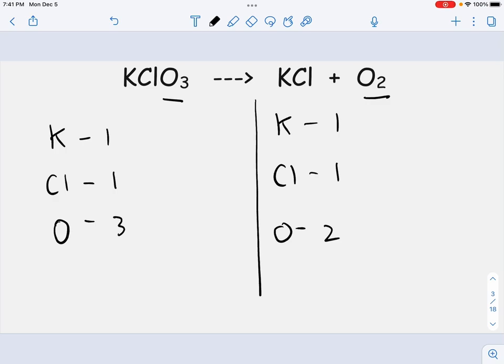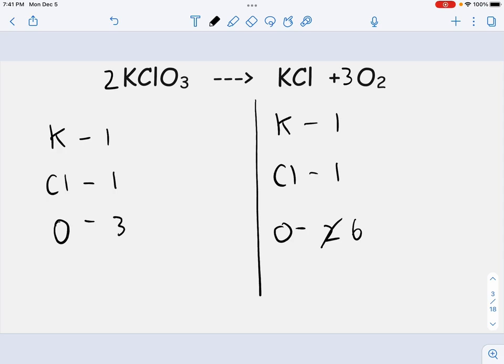So let me erase what I just did. All right, so put a 3 by O2, what I just wrote. And when you do this, you have to update it. Okay, so we went from 2 oxygens on the right to now we have 6. All right, so if we look at this, everything is balanced except for oxygen on the left-hand side. So in order to get to 6, we're going to put a 2.